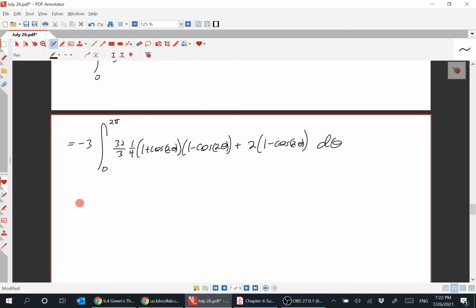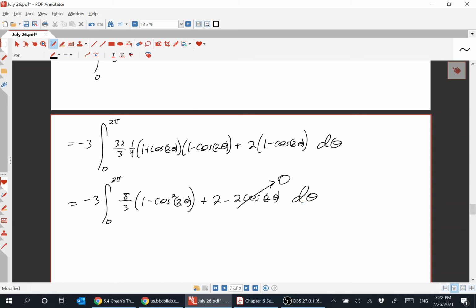So 32 over 4, that's 8. And this is 1 minus cosine squared 2 theta. So you have to apply it again. Plus 2 minus 2 cosine 2 theta. The integral from 0 to 2 pi of cosine 2 theta, that one's 0. So I'm just going to let that term go. All right, we're integrating cosine x for x going from 0 to 4 pi. It's going to be 0.